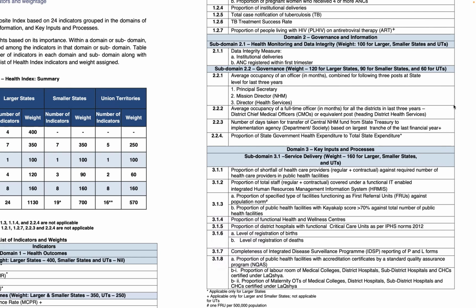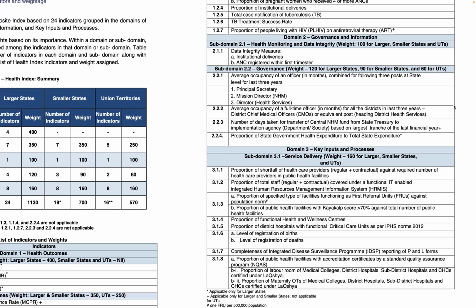So how much time is it actually taking to transfer that money from NHM to the state ministry, to the funding agency, and to the implementing agency? Proportion of state government health expenditure to total state expenditure. What is the ratio if we compare the total state expenditure to the expenditure towards health?